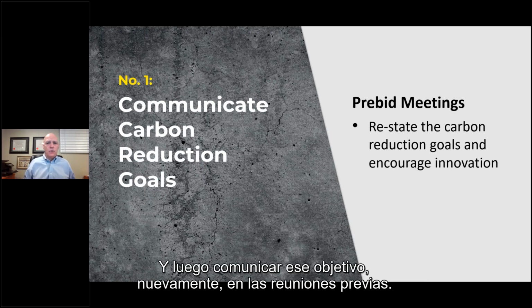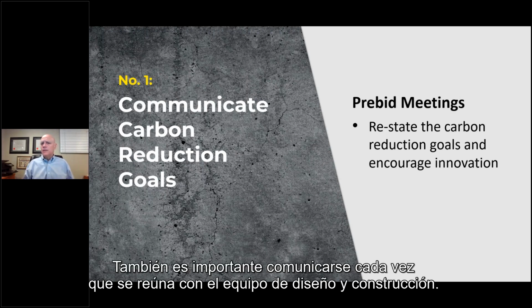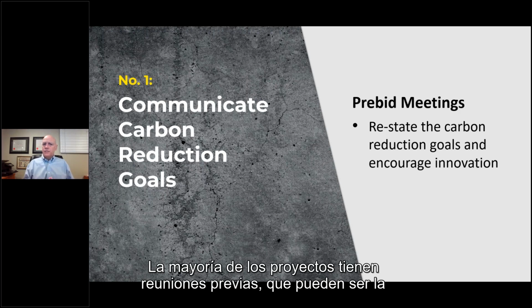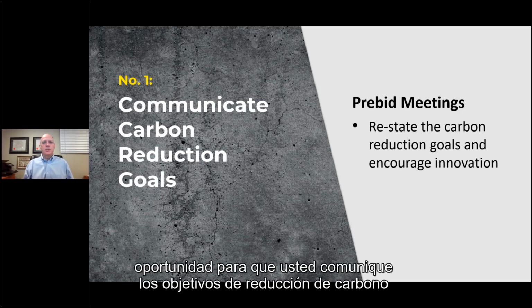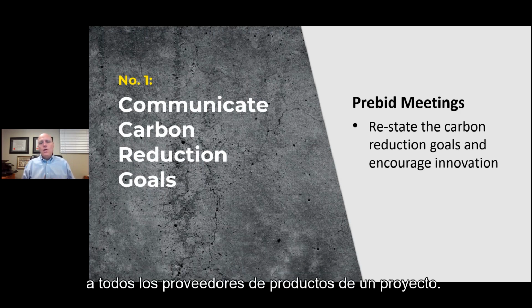And then communicate that goal again in the pre-bid meetings. It is also important to communicate anytime that you get together with the design and construction team. Most projects have pre-bid meetings, which can be the opportunity for you to communicate carbon reduction goals to all the product suppliers on a project.